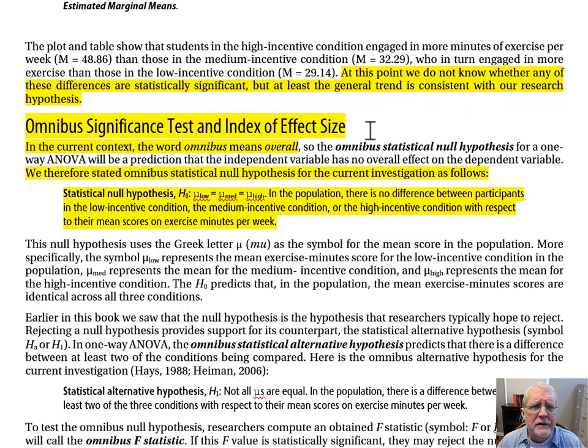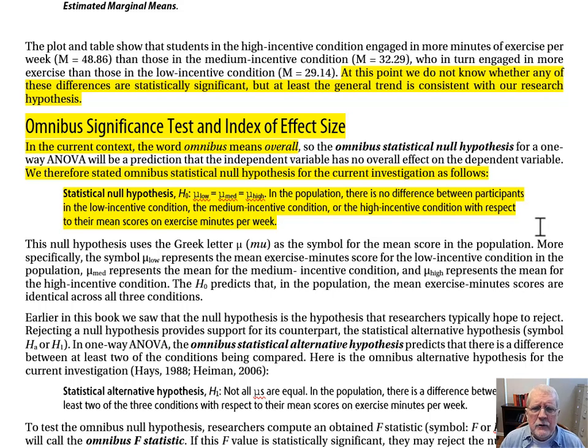We come to this section, omnibus significance test and index of effect size. In the current context, the word omnibus means overall. So an omnibus statistical null hypothesis in a one-way ANOVA is a prediction that the independent variable will have no overall effect on the dependent variable. We therefore state our omnibus statistical null hypothesis for this investigation in this way. Mu sub low is equal to mu sub medium is equal to mu sub high.